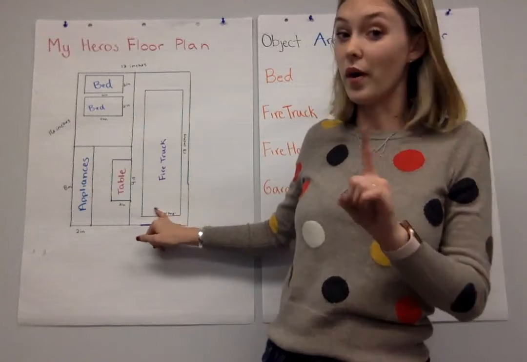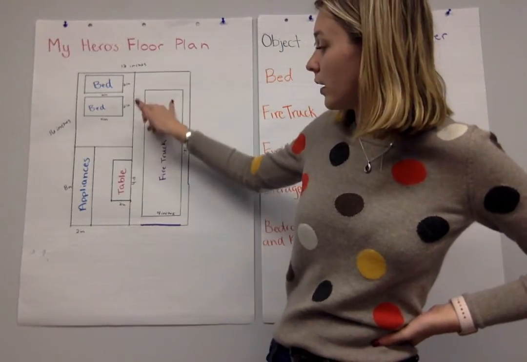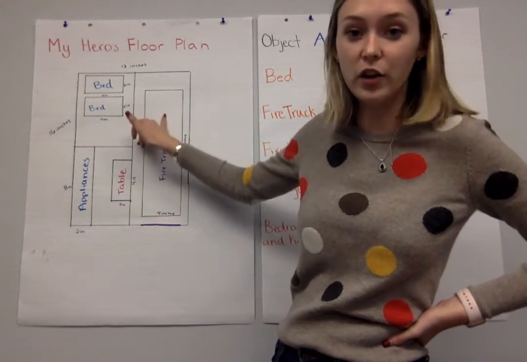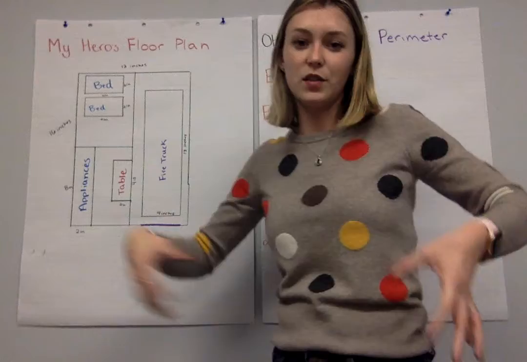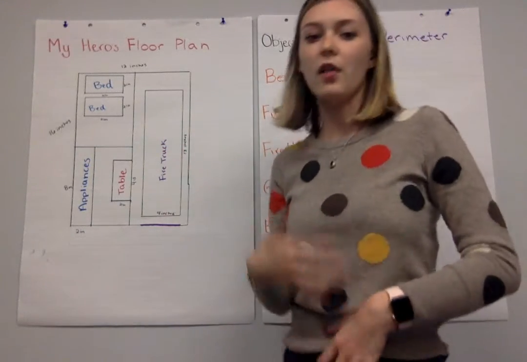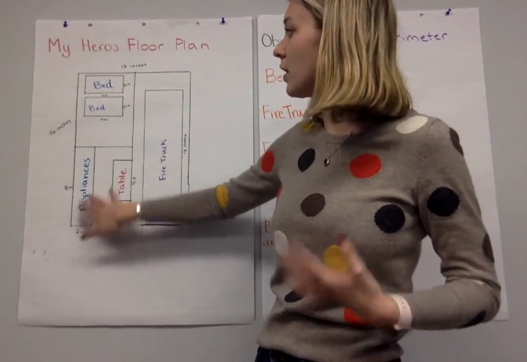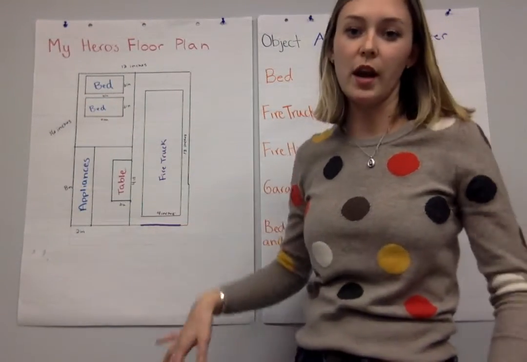Here we have a little firehouse. We have one fire truck. We have a table in their kitchen, appliances, like refrigerators, stoves, ovens, sinks, all that fun stuff. And then here we have two beds in their bedroom, and the little garage door right here.